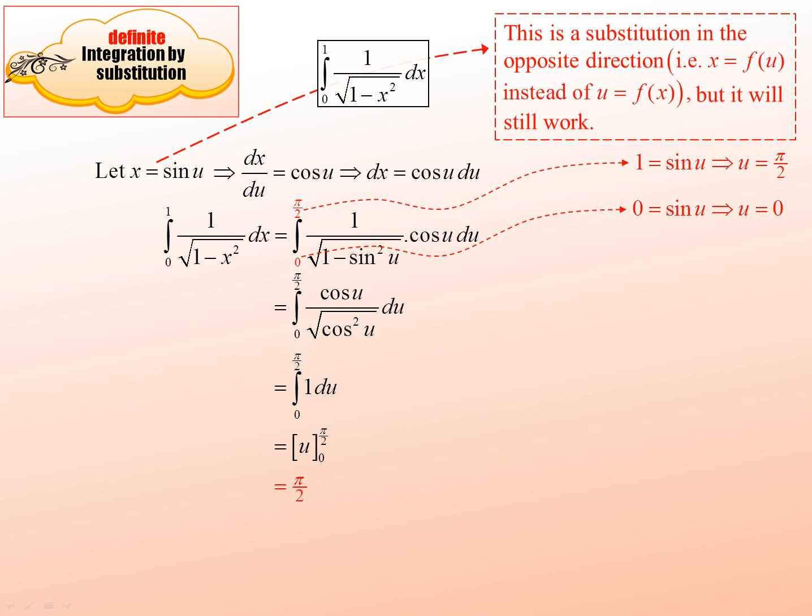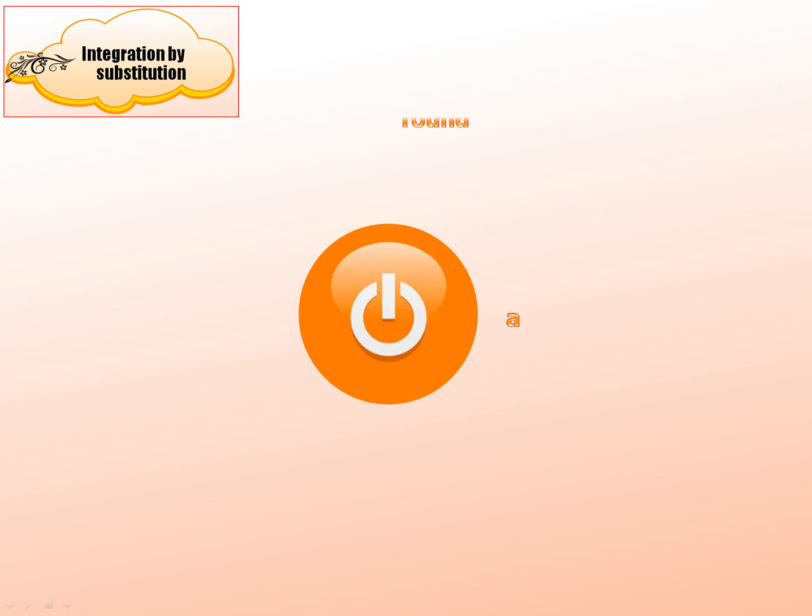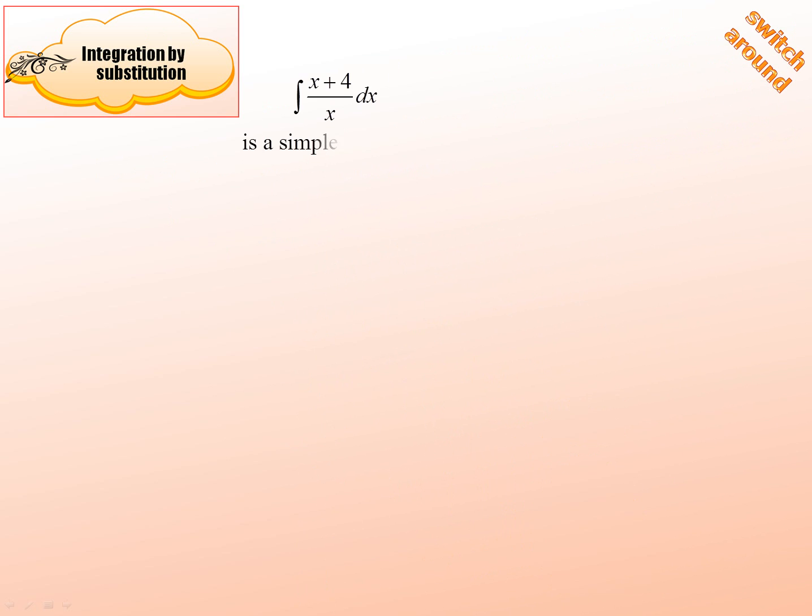Very clever. We have a process called switch around. This doesn't need it. This is a very simple process. We did this sort in anti-differentiation. Write as two separate terms, simplify, and integrate.